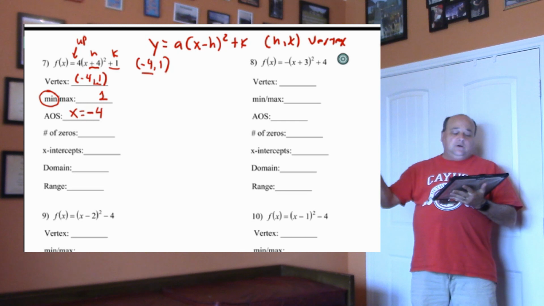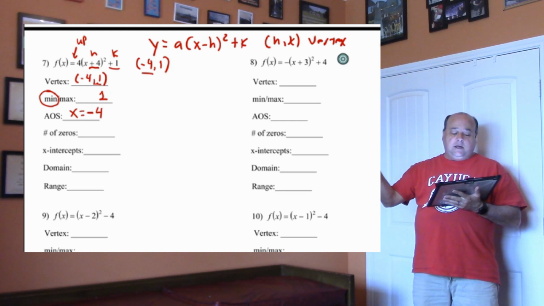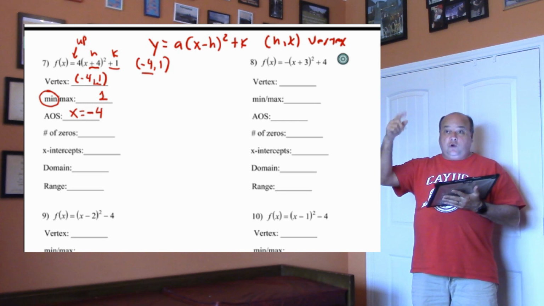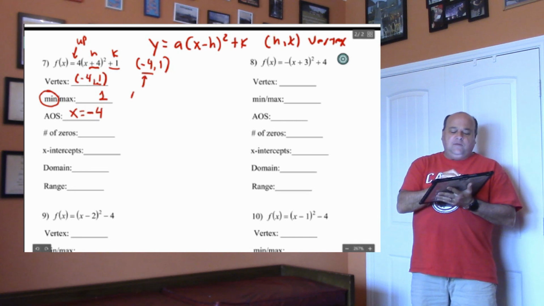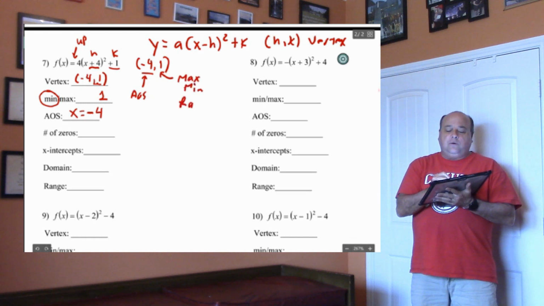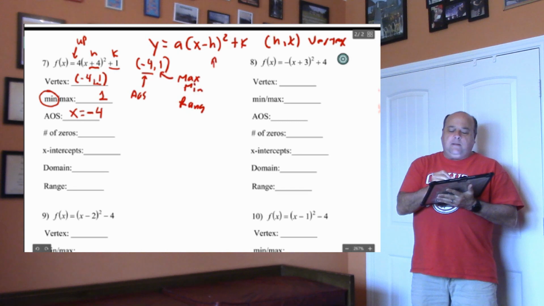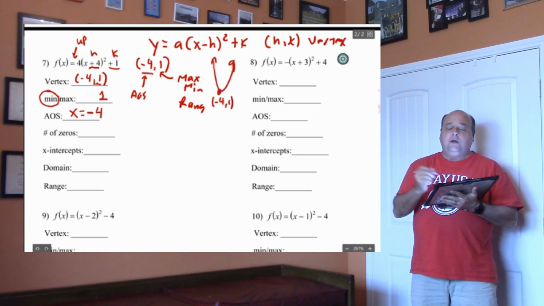Now we don't know the zeros or anything, so we're going to graph this, okay? But I can get those first few things just from the vertex, can I? Remember, this is going to be your axis of symmetry. This will be the max or the min, and it goes to the range, doesn't it? So this parabola should look something like this, and this dot is going to be negative 4 comma 1, right?